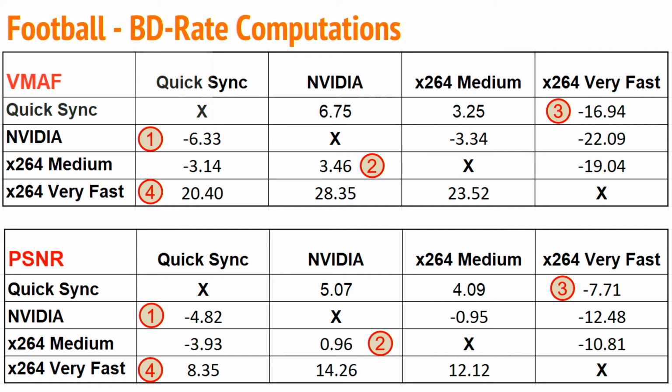And again, here are the ratings. NVIDIA was first, medium was second, QuickSync was third, very fast was fourth. Slight difference on the PSNR side.